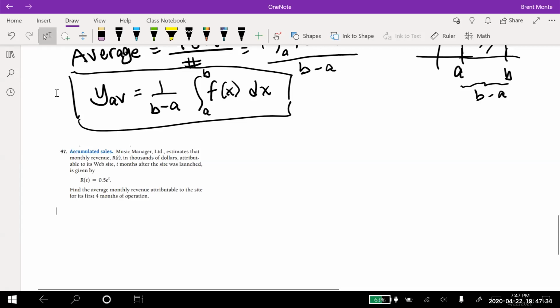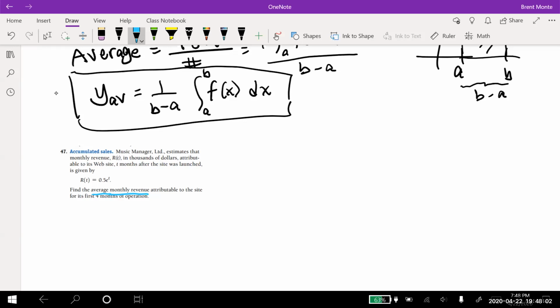Accumulated sales. Music Manager Limited estimates that monthly revenue R(t), in thousands of dollars, attributable to its website t months after the site was launched is given by R(t) = 0.5e^t. Find the average monthly revenue attributable to the site for the first 4 months of sale.